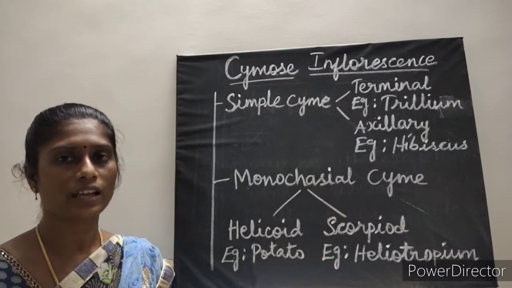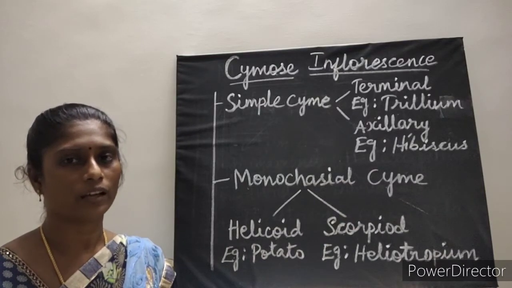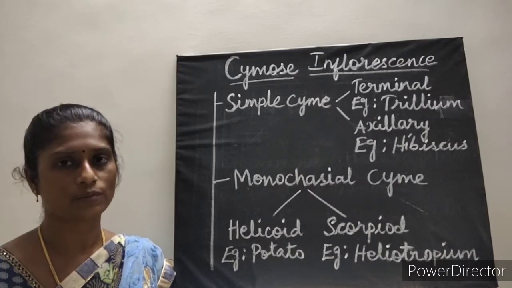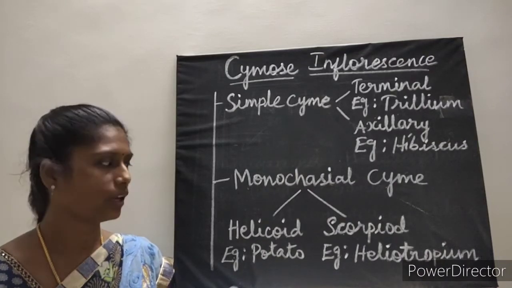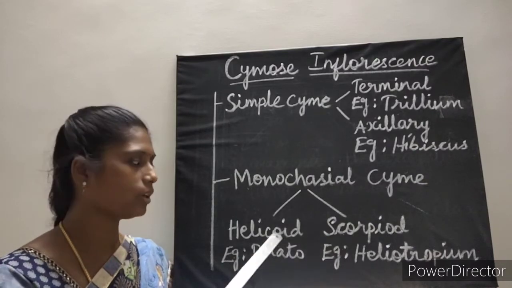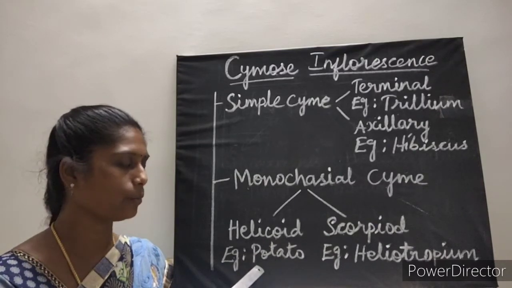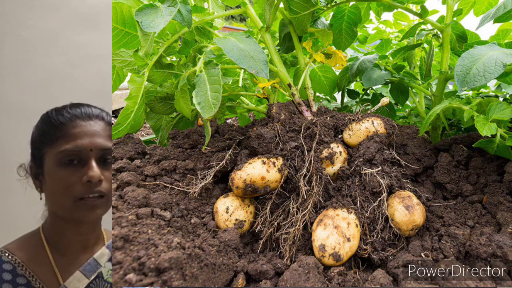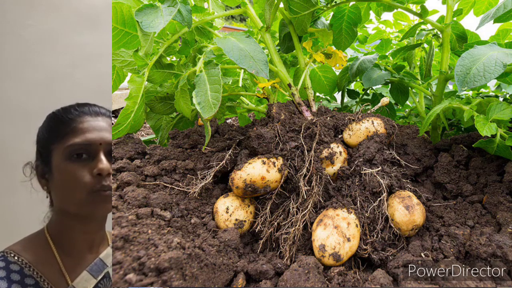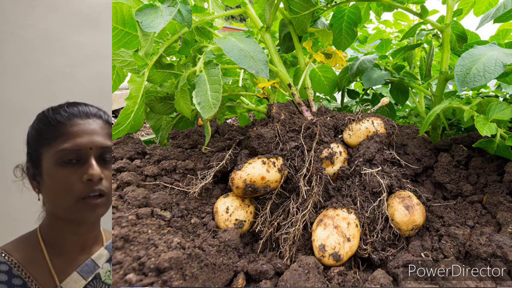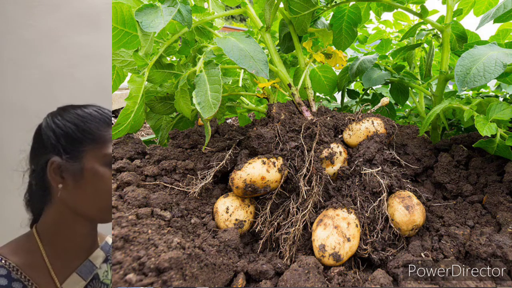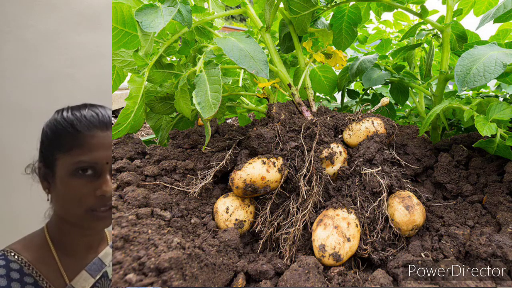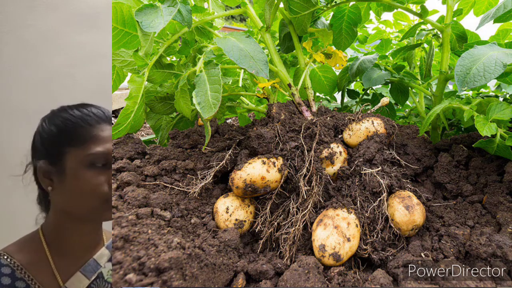Here the central axis ends with the flower. Of the two bracts, only one branches further. They may be helicoid or scorpioid. What is helicoid? Helicoid example: potato. Helicoid means the axis develops on one side and becomes a coiled structure. That is called helicoid.